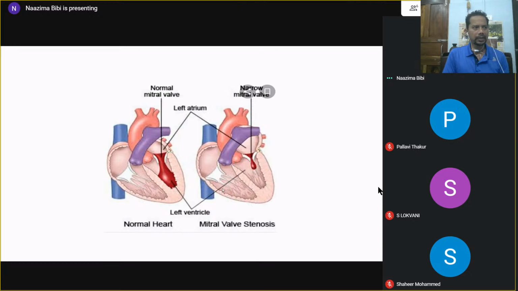And after some time, when the patient's MS deteriorates, this opening snap will vanish. So this also you have to keep in mind. So if there is no opening snap, it could be just a mild MS or a very severe MS.